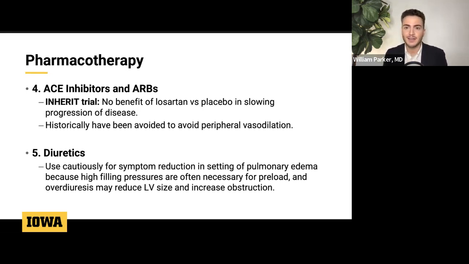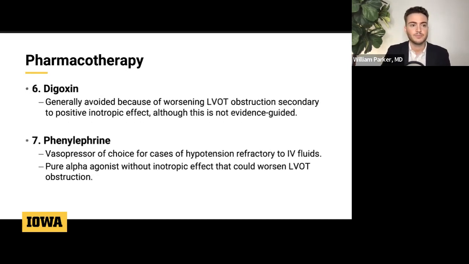These patients, again, like to have very well-filled left ventricles, and so over-diuresis can reduce LV size and increase obstructive physiology. Digoxin is generally avoided because of worsening LVOT obstruction secondary to its positive inotropic effect. Although this is not an evidence-guided practice, it kind of makes physiologic sense.